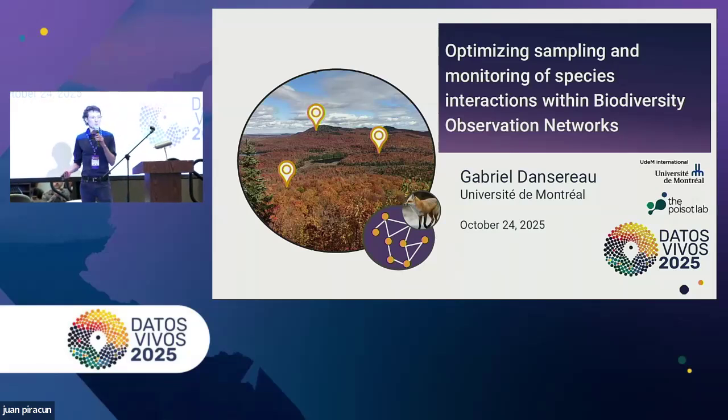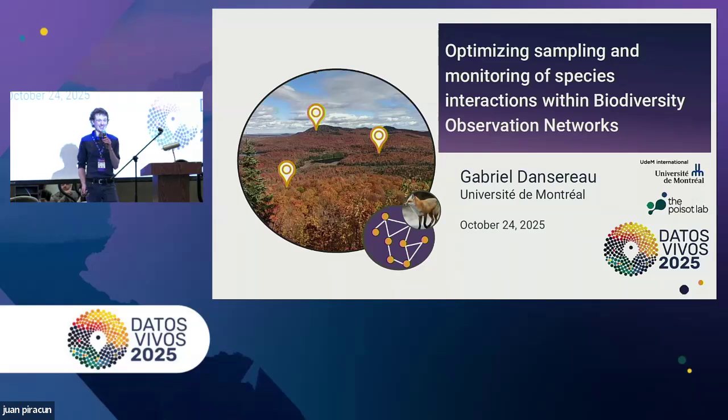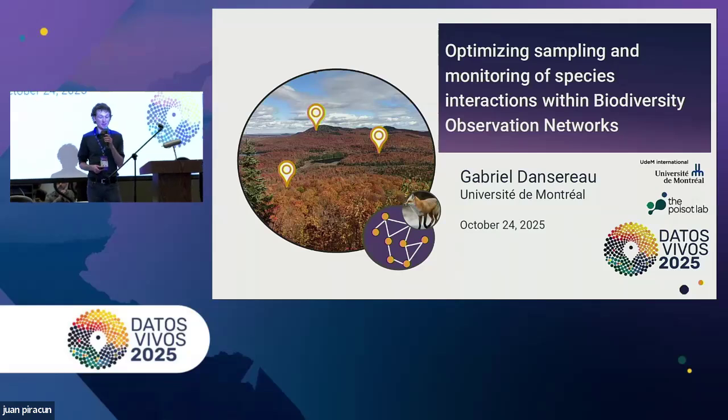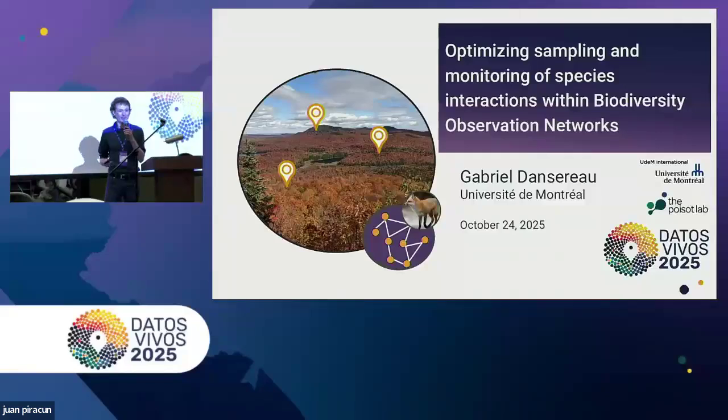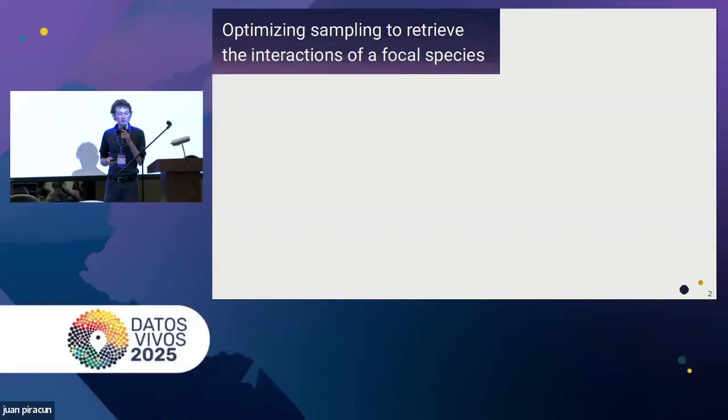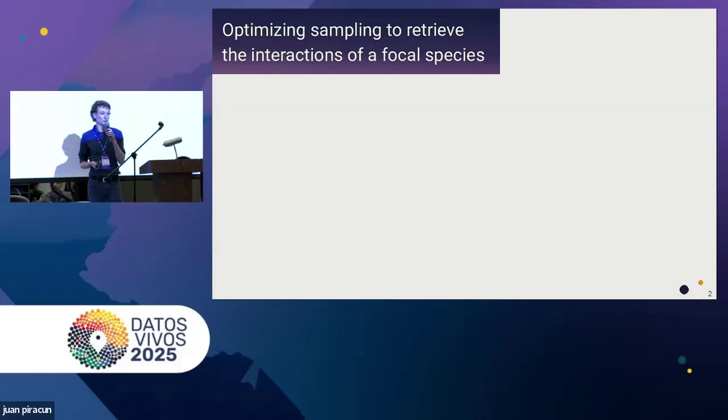All right, so hi everyone, thank you for making it to this last presentation. Really happy to be here. And in this discussion, I want to contribute and bring consideration for species interactions to the interesting discussions we've been having about sampling and monitoring optimization. And so I'll be focusing on this question that you see over here of how we should optimize sampling to retrieve the interactions of a focal species.